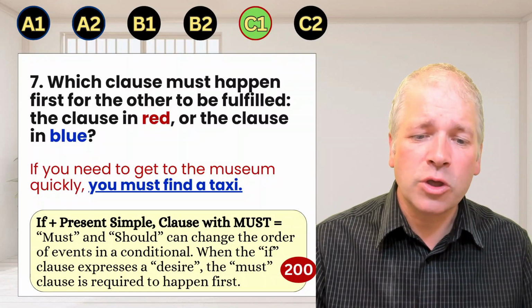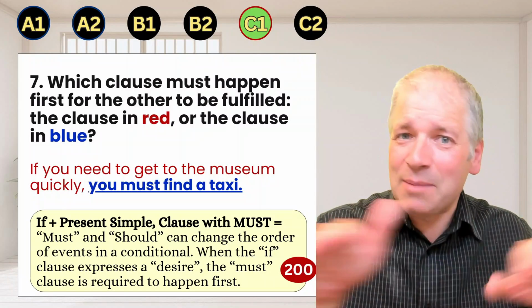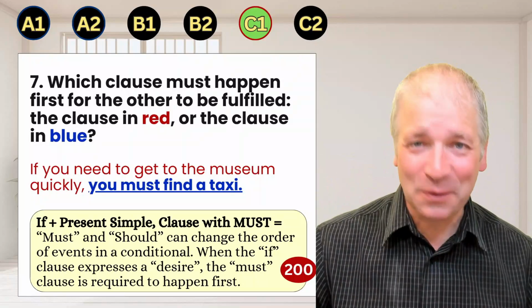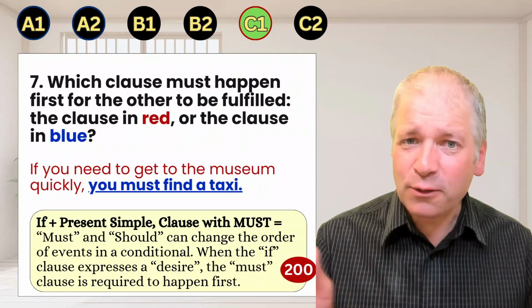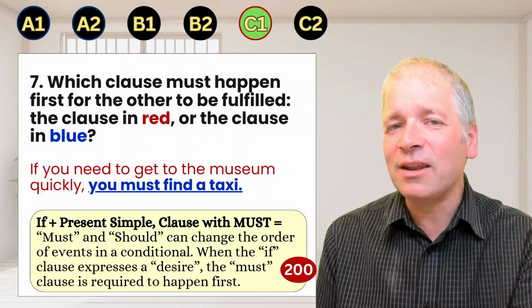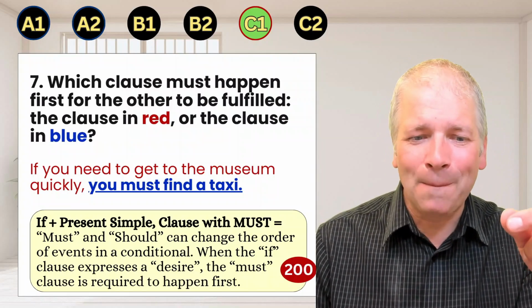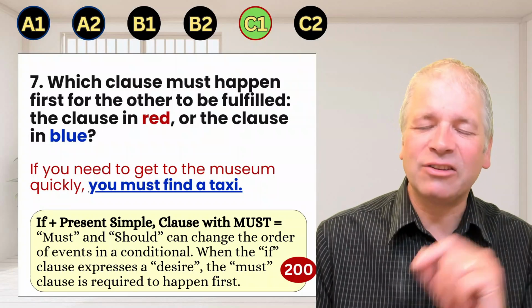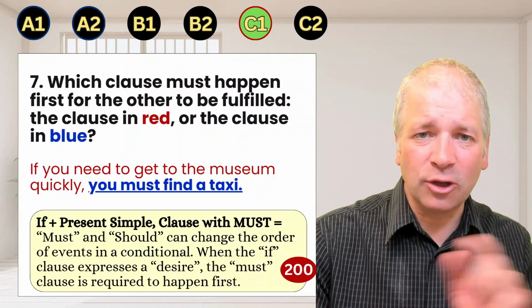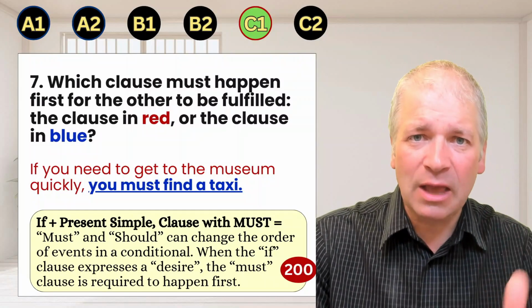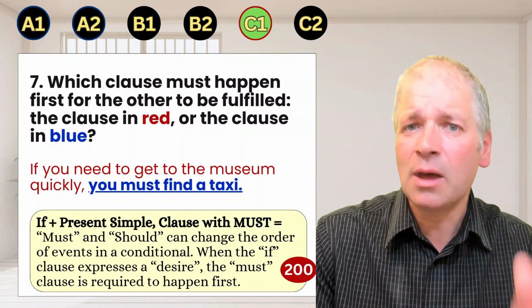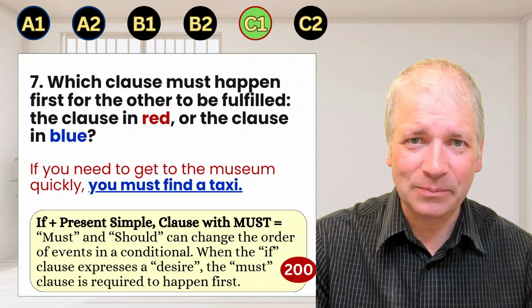So going to the museum doesn't happen before you get in the taxi. You have to get in the taxi first. So you must find a taxi, and then the first clause will become possible. You can then get to the museum quickly. So must and should can sometimes switch the order in the if sentences. Not always, but sometimes it does.